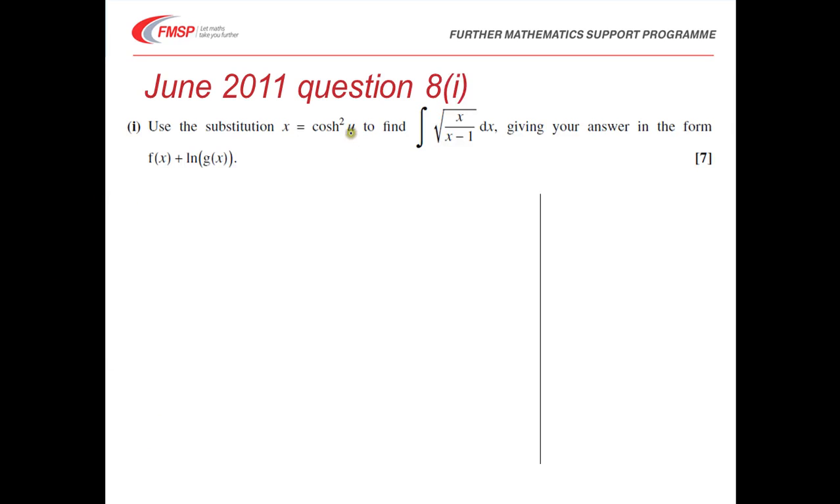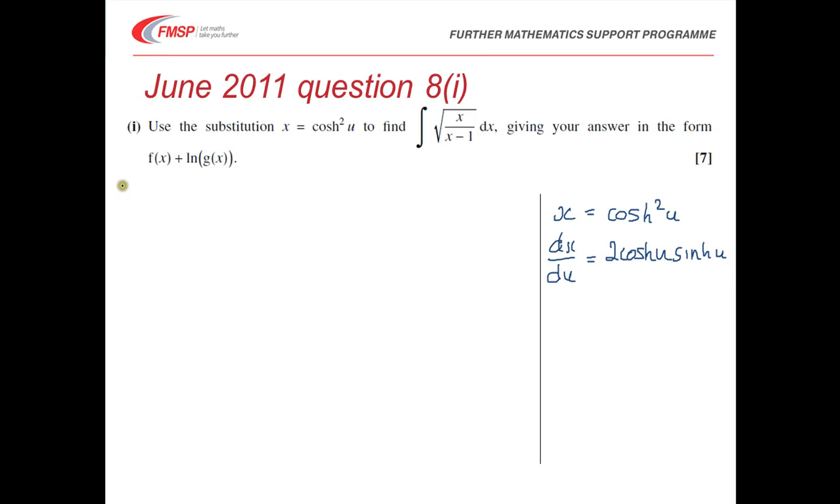We're asked to use this substitution x equals cos squared u. So let's just start by doing a little bit of work over here. That means we will need to work out what dx is. So dx by du will be minus 2 cos u sin u.